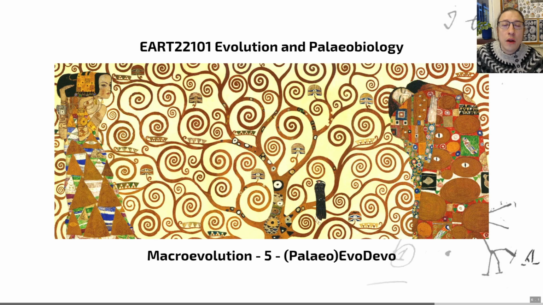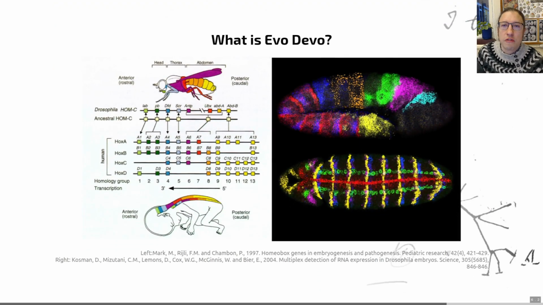Hello everyone, and welcome to video number 5 of Macroevolution, in which we're going to be looking at something called evolutionary developmental biology, or for short EvoDevo, and we'll throw some fossils in there as well, because why would we not? It's going to be great.